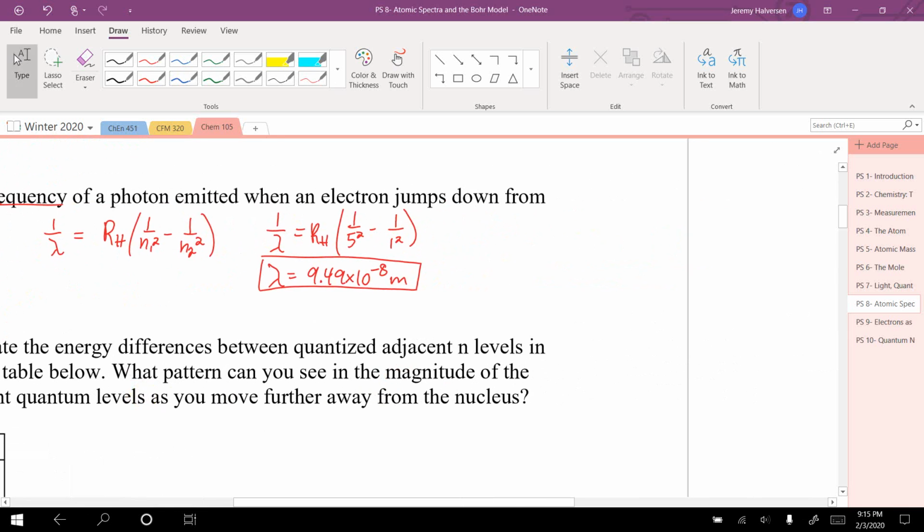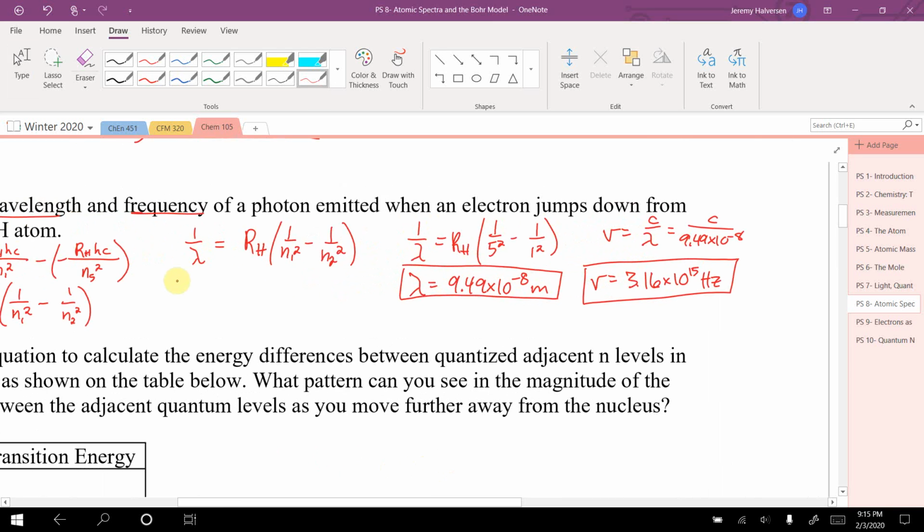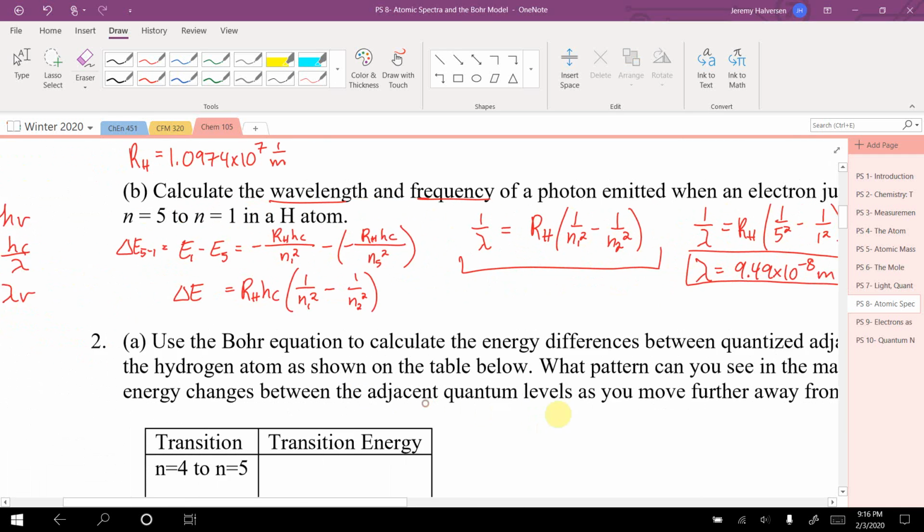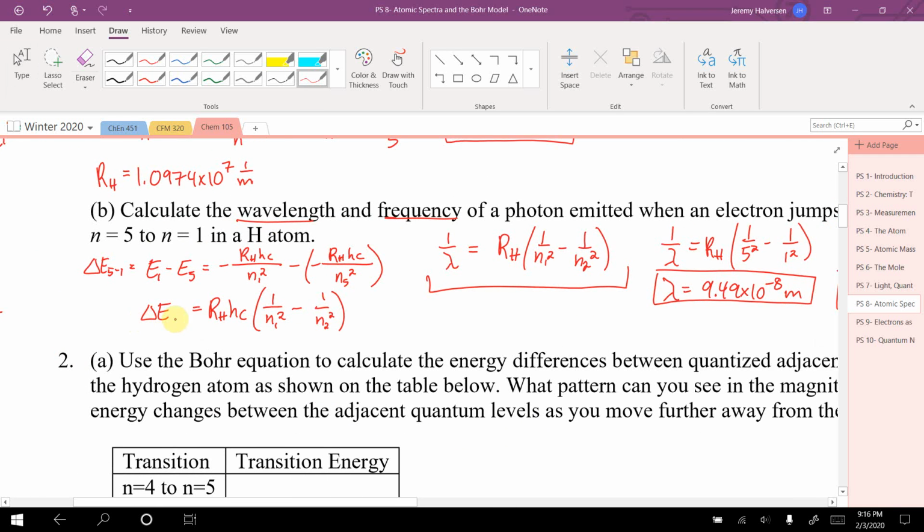And now with that wavelength, I know that the frequency is c over wavelength. So when I do c divided by that answer, I get that the frequency equals 3.16 times 10 to the 15 hertz. So again, there are multiple ways to think about this problem. I generally start with the Rydberg equation to get the wavelength, but you could also start with the change in energy equation and use that change in energy to get the wavelength.